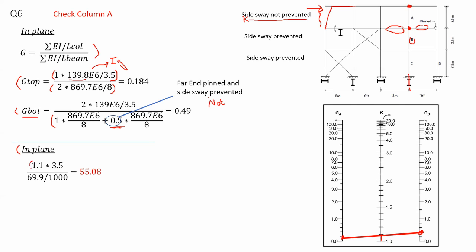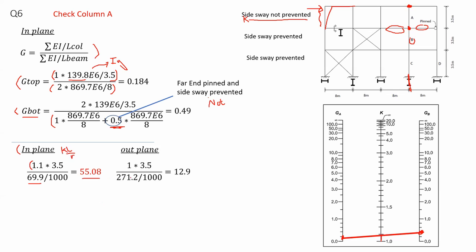So I substitute in my equation KL over r: 1.1 multiplied by 3.5, that's the length of the column, and divided by ry. Now, why did I choose ry? Because again, the buckling would be about the y-axis for this column, and divided by 1000 for converting. Now from here, for the in-plane, KL over r is equal to 55.08.